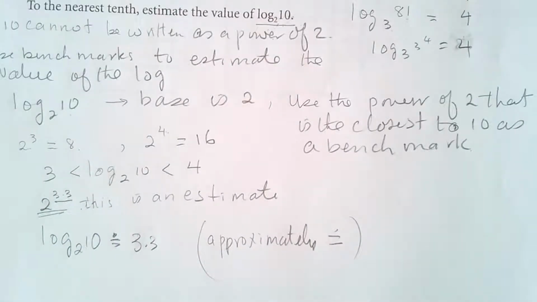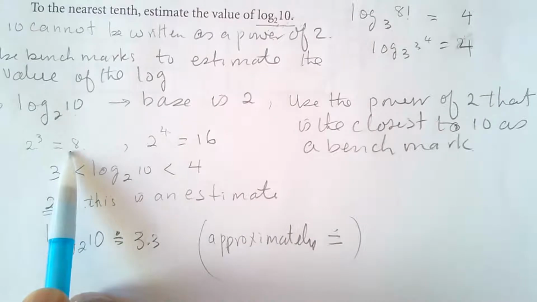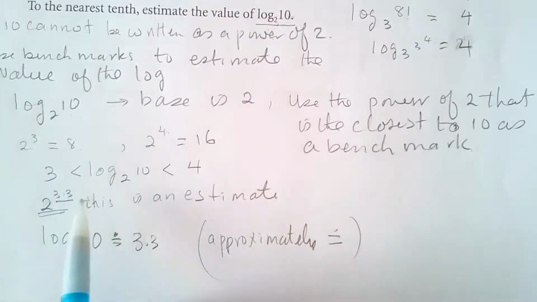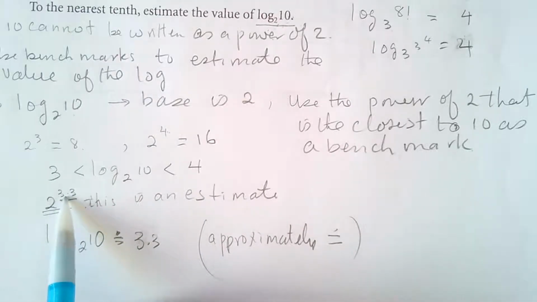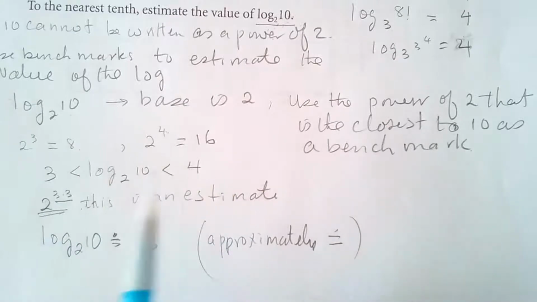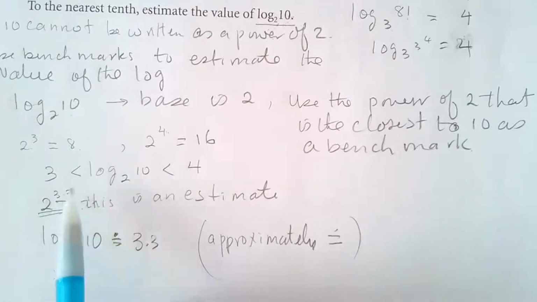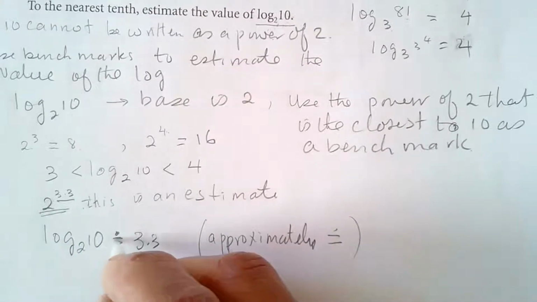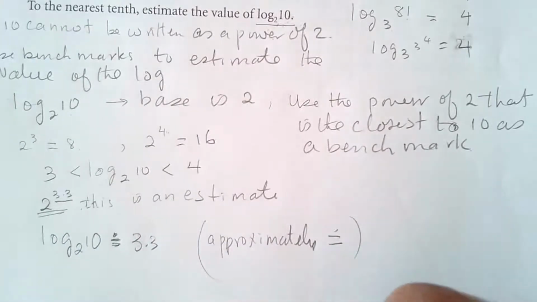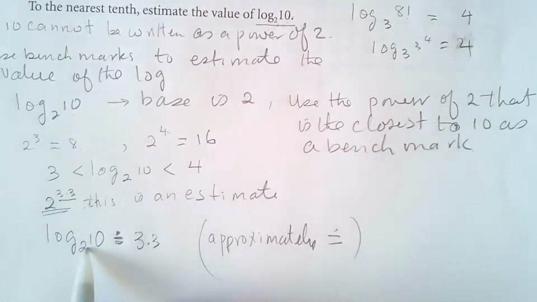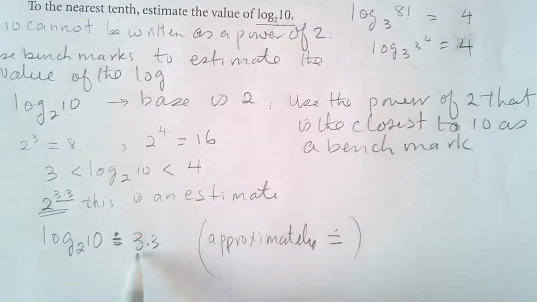But 2 to the 3 is equal to 8. So it's a little bit farther away from 10. So we try to get as close as possible to 10. So we do an estimate. You can try 3.1, 3.2, 3.3, 3.4. And then you'll know which one is closest. The one that is closest will be your log. So we put an approximation here. So we can conclude that log 2 to the 10 is approximately 3.3.